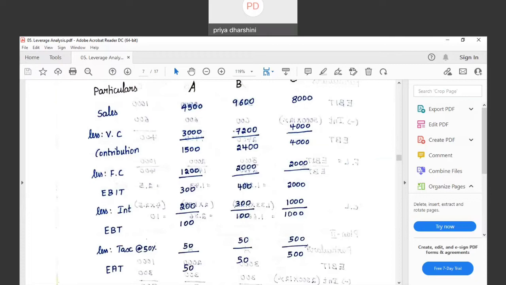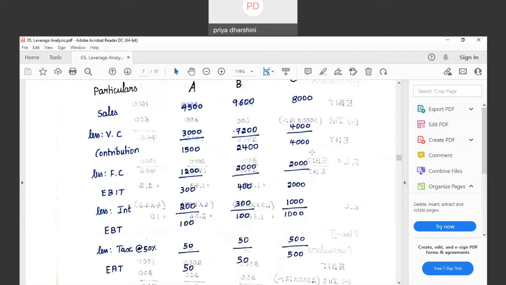Minus tax at 50% will give you earnings after tax. Having found EBIT, apply it in operating leverage. Contribution by EBIT is operating leverage. Operating leverage is given as 2:1, which means contribution is 2 times EBIT. EBIT is 2,000, and 2 times that is contribution. So 2,000 into 2, contribution becomes 4,000, which means fixed cost is the in-between value of 2,000.